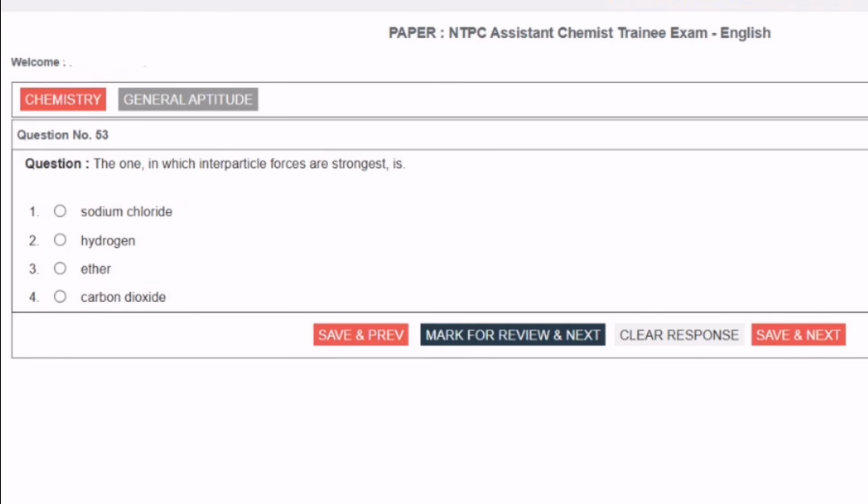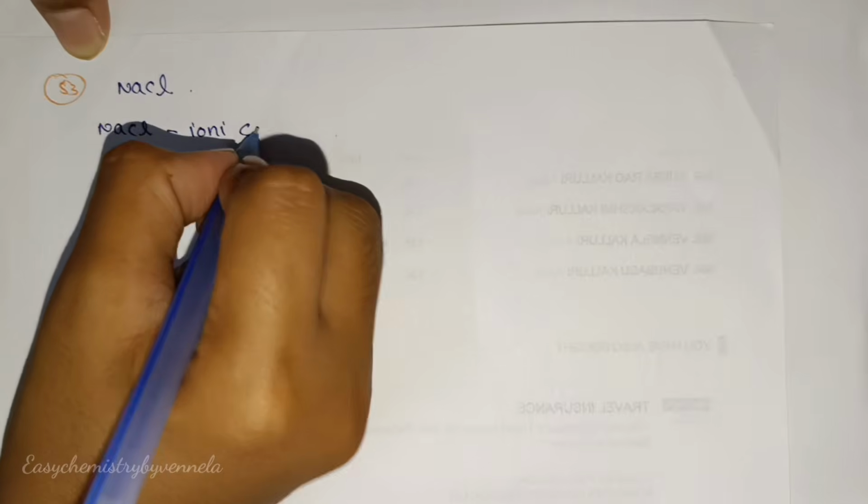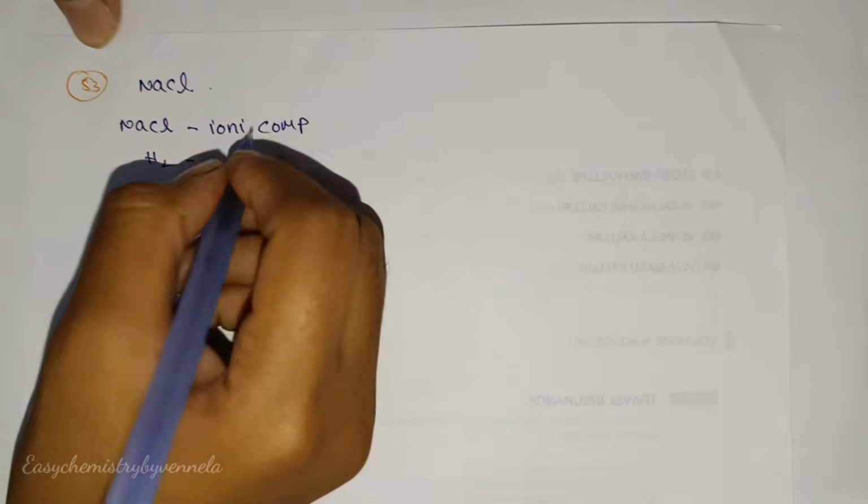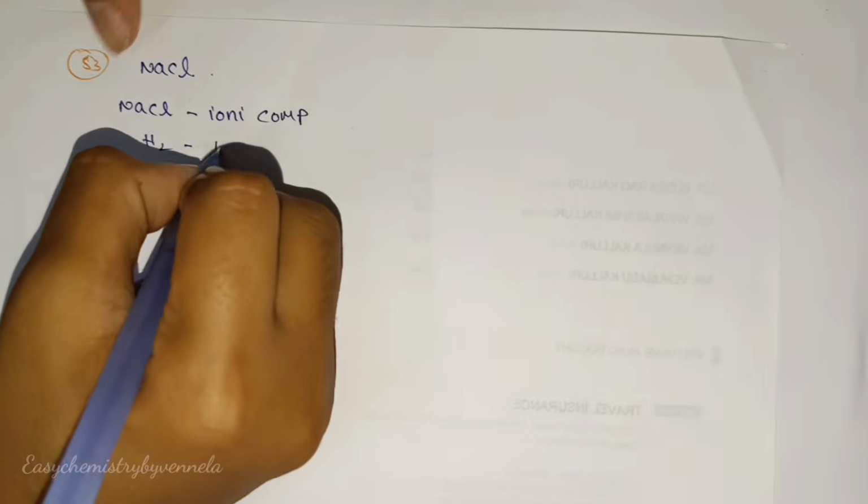Next question. The one in which interparticle forces are strongest is. Here, which one is strongest? NaCl is the strongest. It has strong electrostatic force of attraction. Why? This is an ionic compound. H2 is nonpolar, weak London dispersion force.